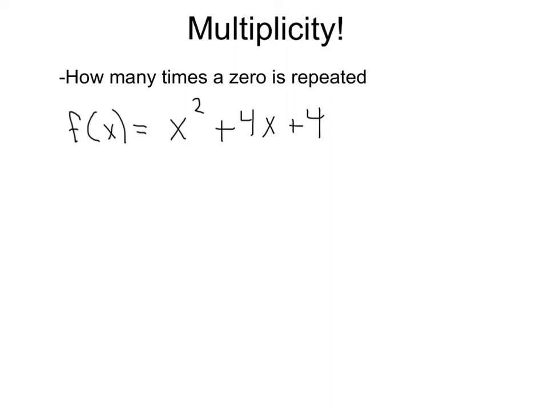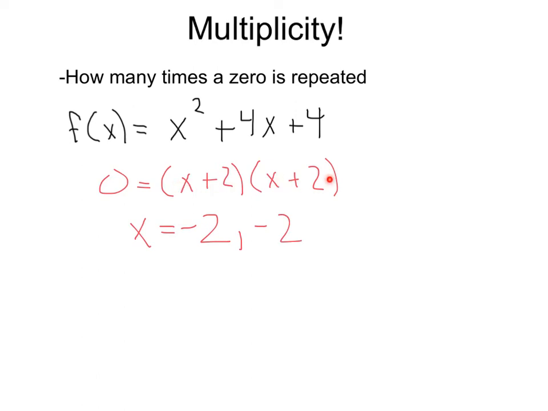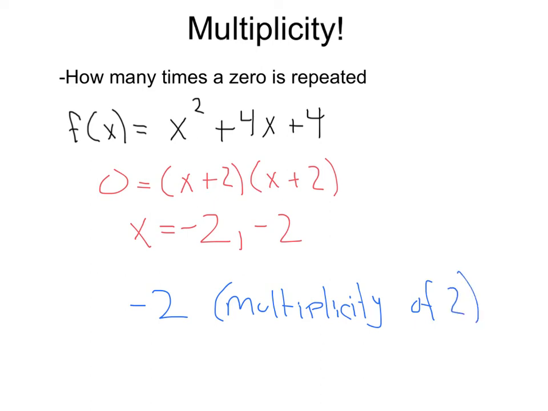Last thing I want to talk about is multiplicity. Multiplicity just basically means how many times a zero is repeated. For example, let's find the zeros of this function here. If we factor it, we'd get x plus 2, x plus 2. And if we solved for each of those zeros, we'd get x equals negative 2, and we get x equals negative 2 once again, because this is x plus 2 and x plus 2. Both of those zeros are going to be negative 2. So in this case, we have a zero of negative 2 that has a multiplicity of 2 because it occurs twice.